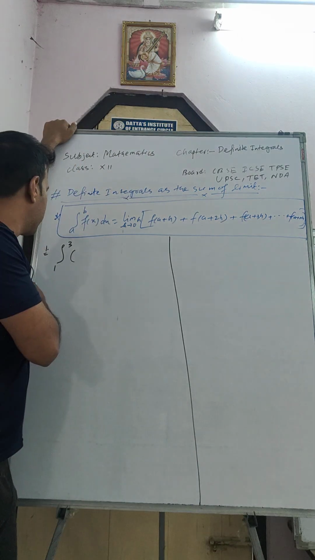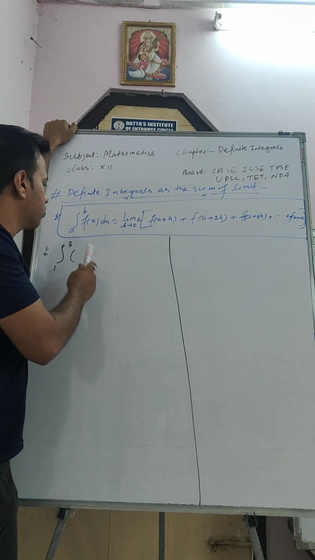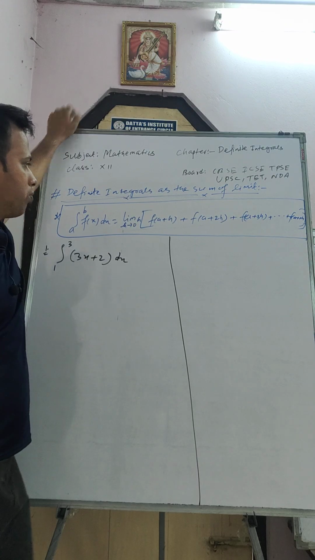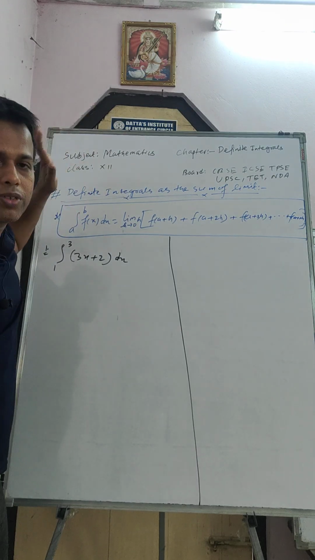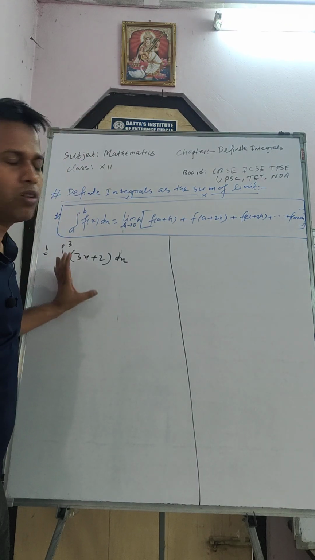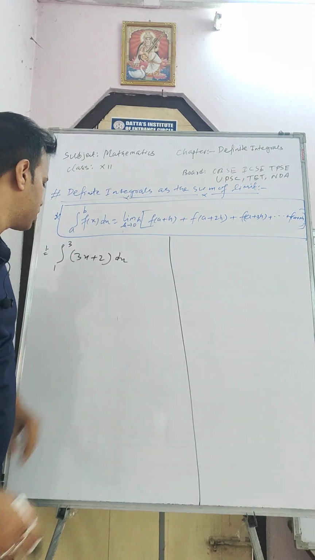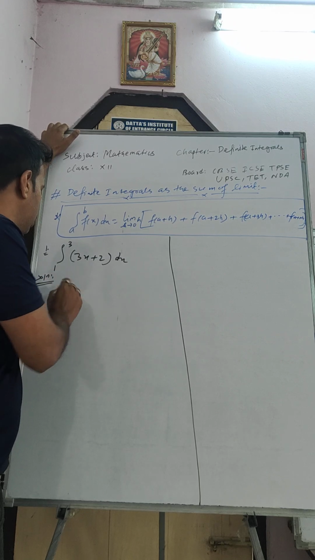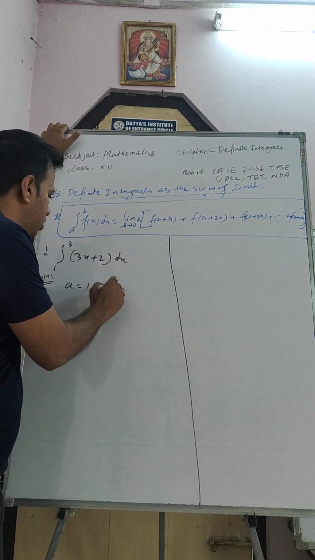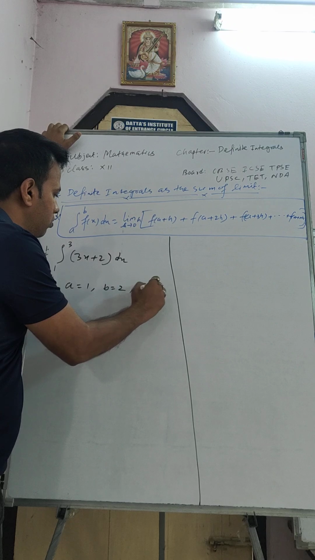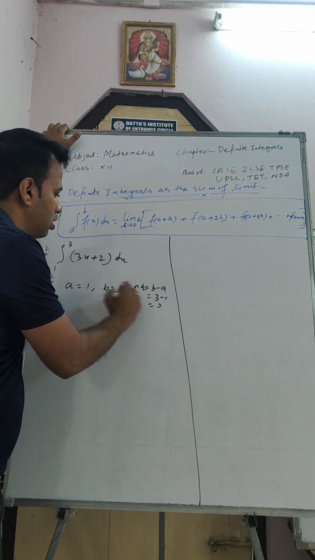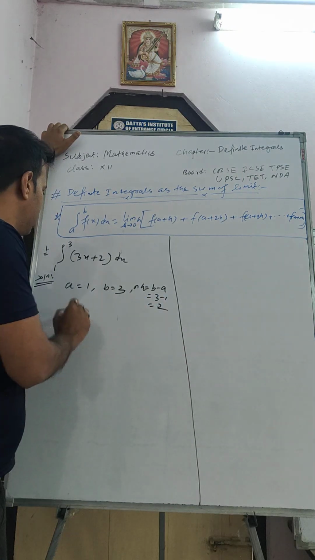So our first question is the integration from 1 to 3 of 3x plus 2. From the definition of integral we have to find the value of it. Let's try. Here a is 1, b is 3, and n is equal to b minus a, that is 3 minus 1, that is 2.